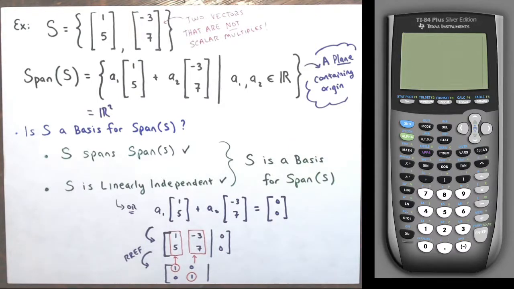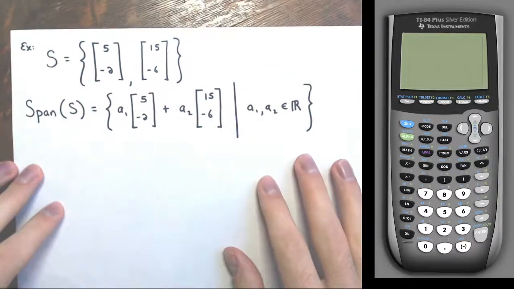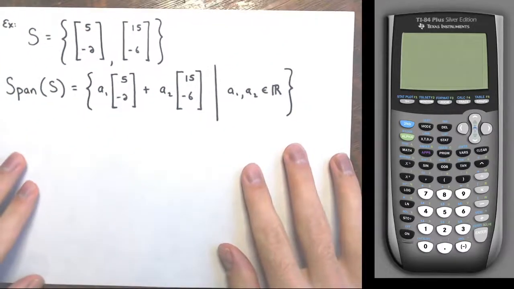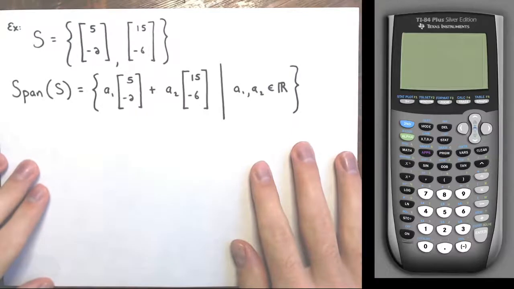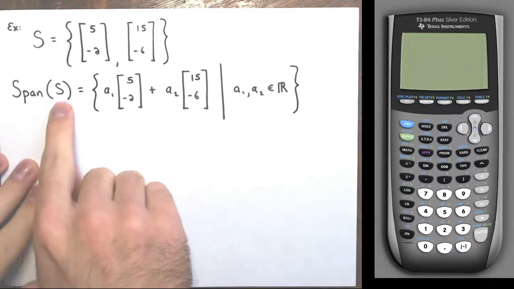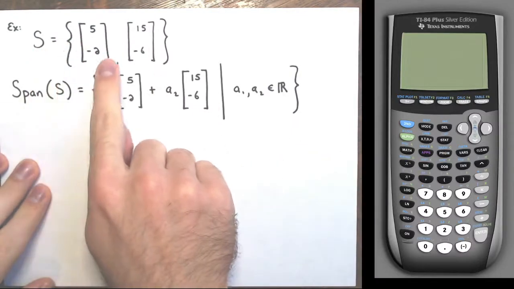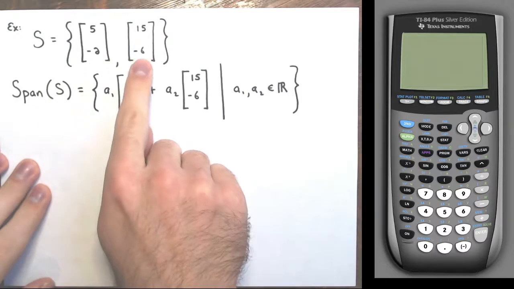Okay, so another example, where again I'm doing the same stuff. I'm given a set of vectors called S, and then I show you what the span of S looks like. S has the two vectors (5, -2) and (15, -6).